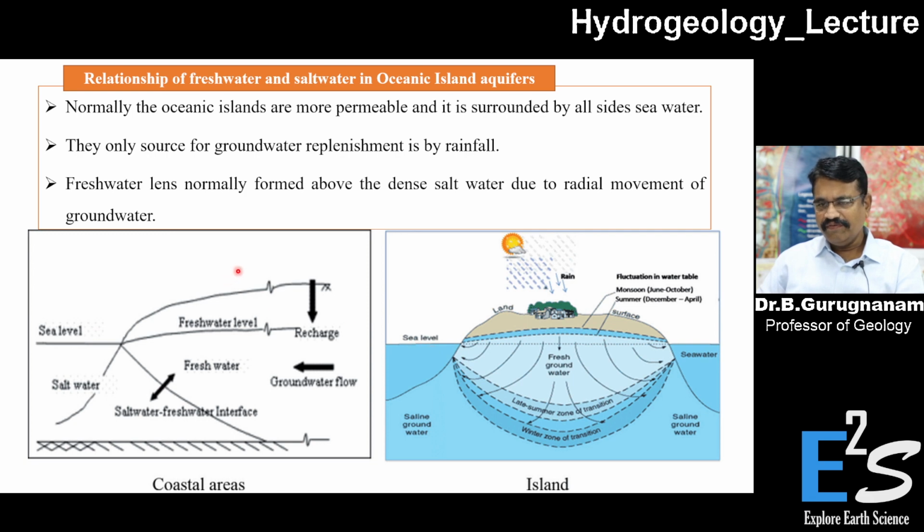So whenever rain comes, we have to tap the water. Like in Andaman, they depend for the whole year only on rainfall, but the rainfall amount is high, around 3000 millimeter per year. So that is God's gift in the island regions. A freshwater lens is normally formed above the dense salt water due to radial movement of groundwater. If the pumping is more, the seawater wedges will come in. If the recharge is more, it has to be 1 to 40 times more. Then only this will give the pressure to push it down.